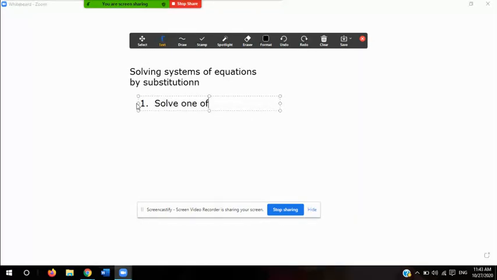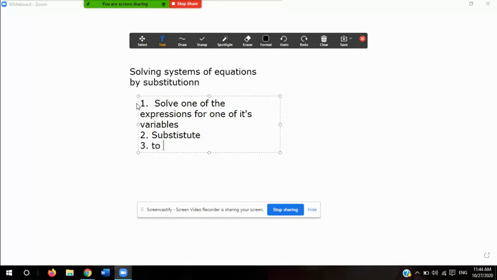Number two is to substitute the expression from step one into the other equation. So substitute, let's just leave it at that. And three would basically be to find the other missing variable. I'm summarizing or paraphrasing it from your textbook. And let's just go straight into the example.